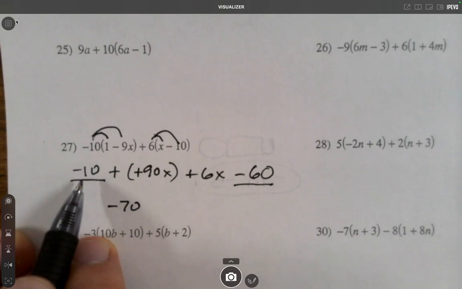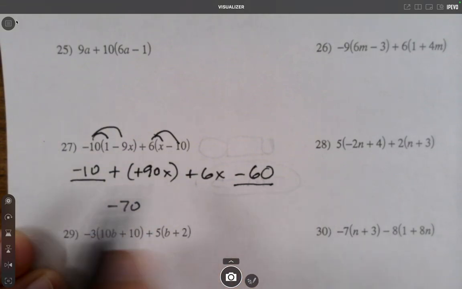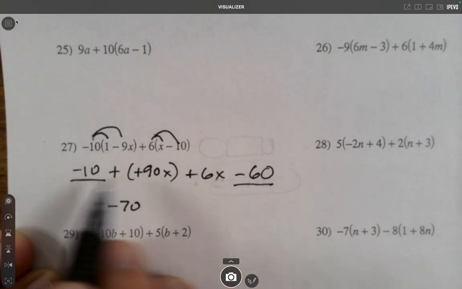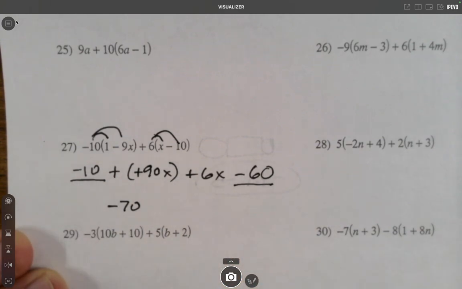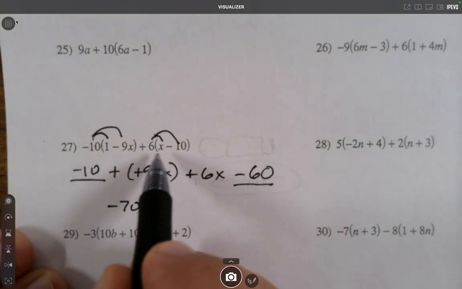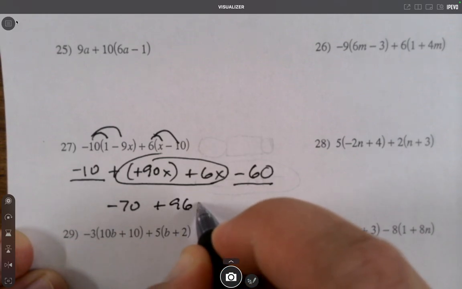Because if you do keep change, it'd be negative 10 plus negative 60. So you're adding the same signs, negative 10, negative 60, which means you add them and keep their sign. Then we have 90x plus 6x, which is 96x.